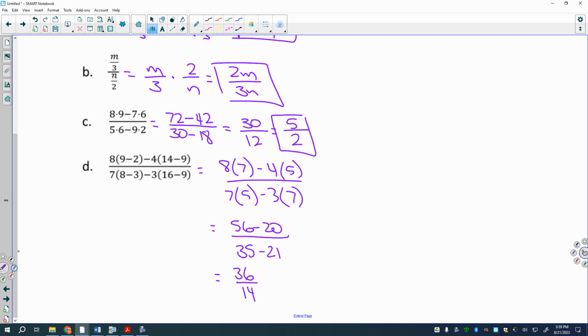Those are divisible by 2. Put them in lowest terms. It's 18 over 7. And you can just leave it like that. Be careful with this. Multiplying and dividing fractions are pretty easy. Just don't try to do too much at once. Take your time, and you'll get to the right answer each time.